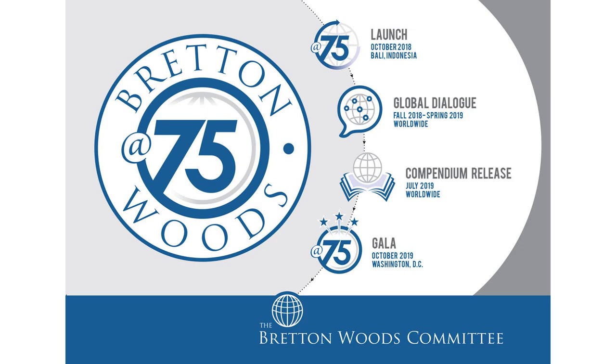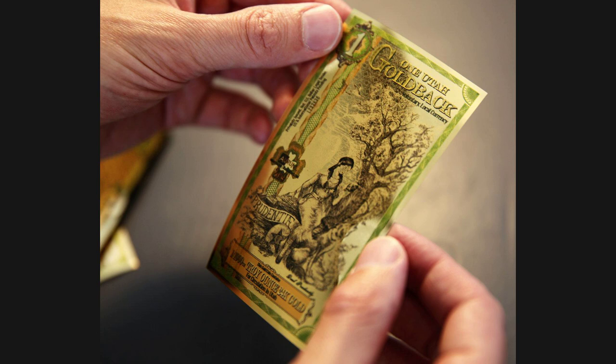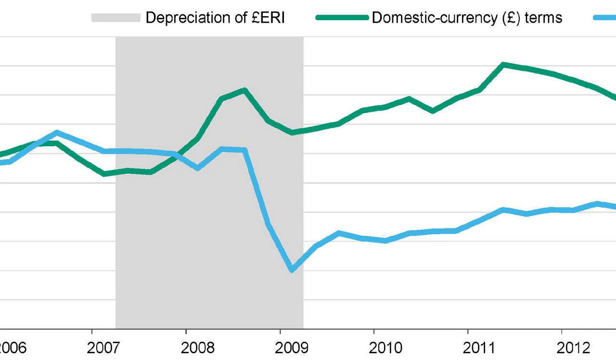The Bretton Woods system, established in 1944, brought together representatives from 44 nations to negotiate a new international monetary order. The primary goal was to create a system that would promote economic stability and facilitate international trade. Under the system, the U.S. dollar was designated as the world's reserve currency, backed by gold at a fixed exchange rate. Other currencies were pegged to the dollar, creating a fixed exchange rate regime.